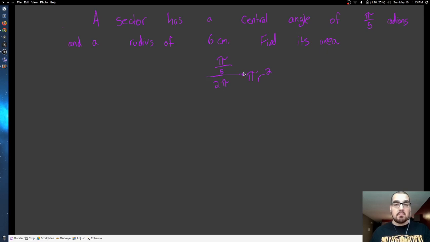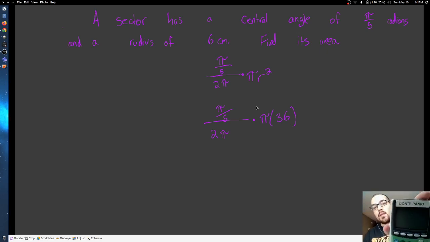So, multiply them together. Pi over 5, or 0.2 pi, over 2 pi times pi times 36 radius squared. So then we're going to type that whole thing into the calculator. Now, this is somewhere you want to be really careful with your parentheses. I'm going to plug it in as pi over 5, and I keep that.